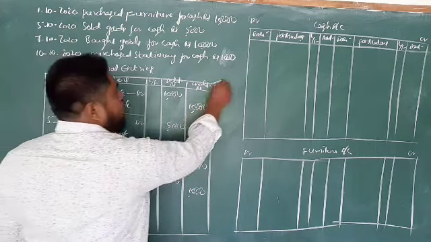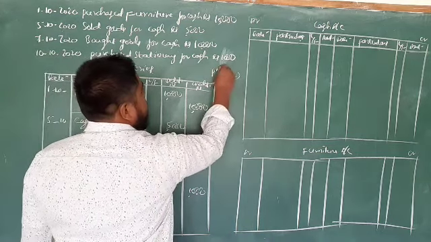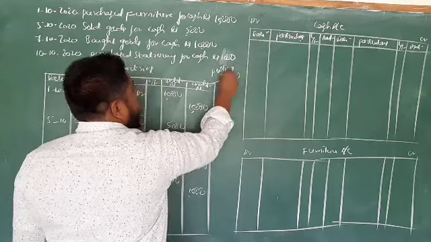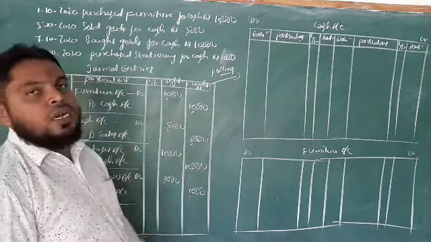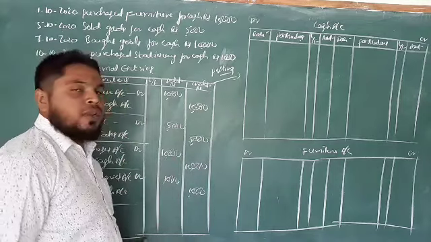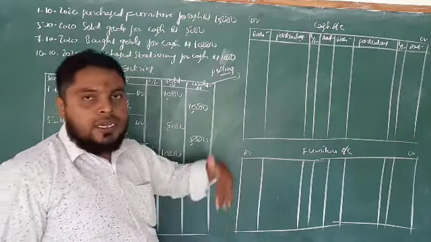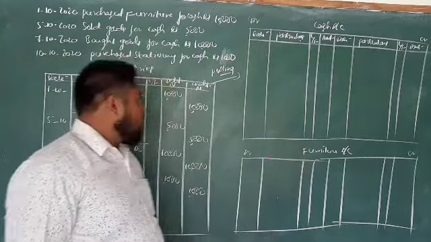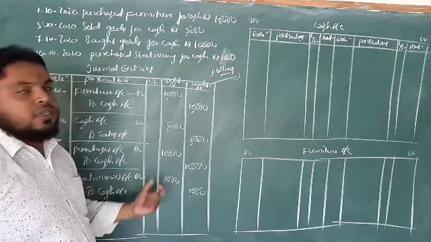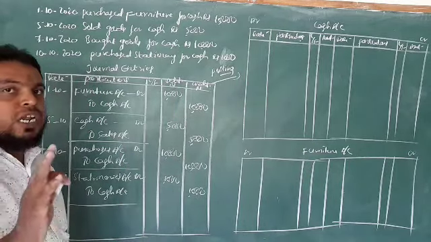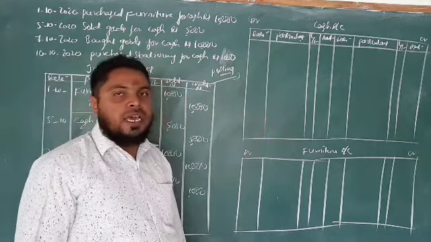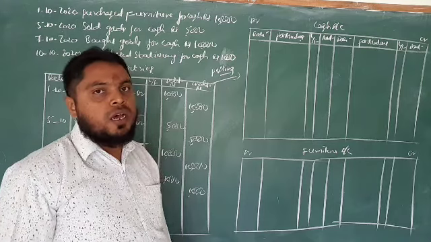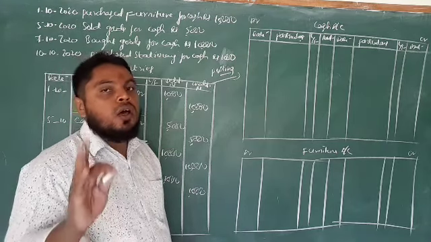Now we have to do posting here, that is, transferring from journal to ledger. Journal is a primary book and ledger is a secondary book. In journal entries you can't get the individual balance of a particular account. With the help of ledger accounts, we can ascertain the individual balance of a particular account or a person.